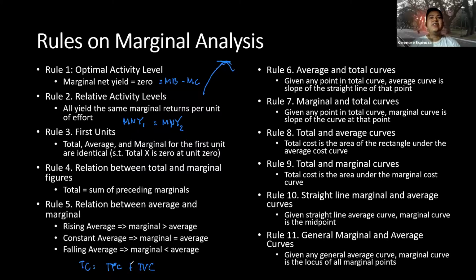Rule number 3, the relation between total and marginal, just tells us that your total X is just the sum of your preceding marginals. I think this is very easy lang, no?